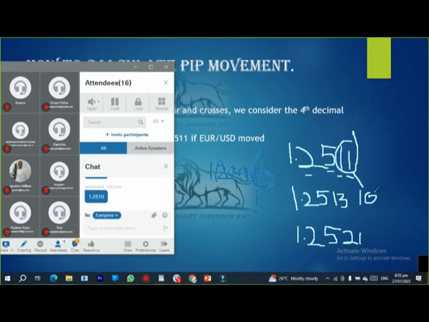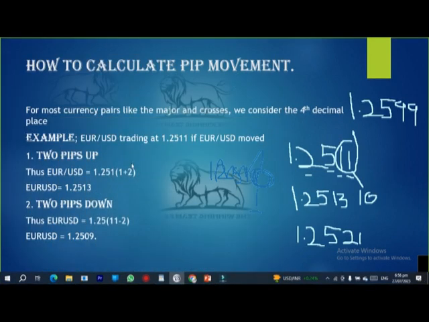That is it. You just add 10 to it. Okay, so the number 2 is 2 pips down, to the downside. I let you know that anytime we are coming down, we are subtracting. Anytime we are going up, we are adding. So the same number, 1.2511. If we are coming down, meaning we are going to subtract 2.